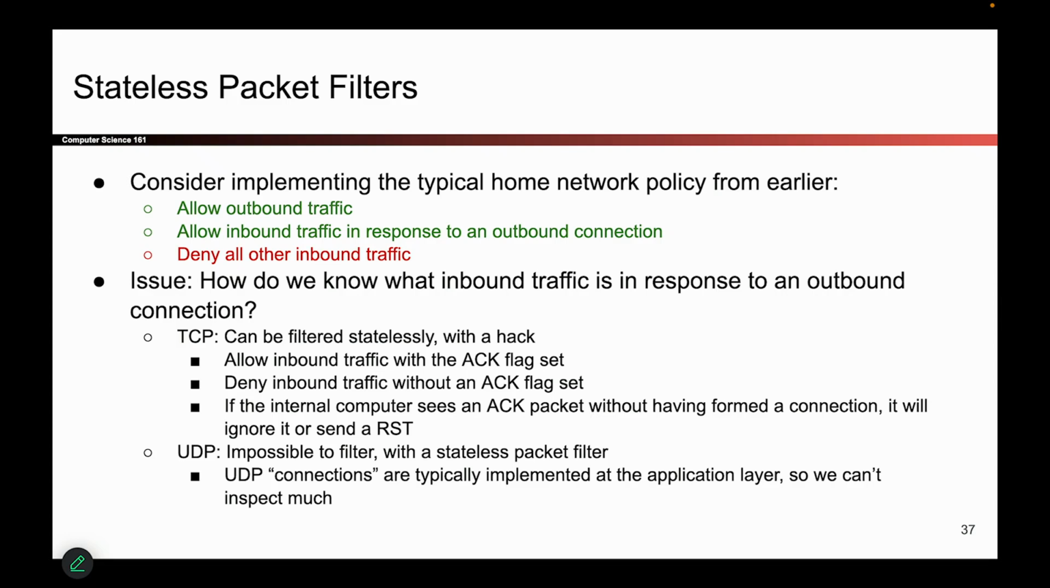At first, it might seem difficult because there's this rule that says I have to allow traffic that's in response to something earlier. So it seems like I can't just look at one packet and decide whether or not it was in response to a previous connection. That would require remembering earlier packets and keeping track of state. But there are some hacks that might make it possible. It's not going to be perfect, but you could try and statelessly filter packets according to this policy.